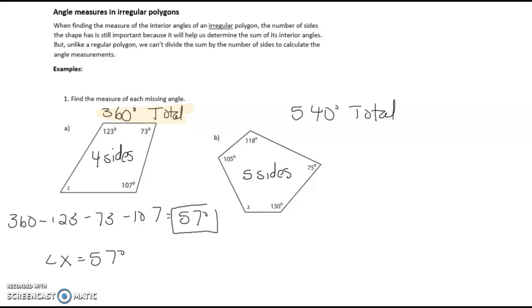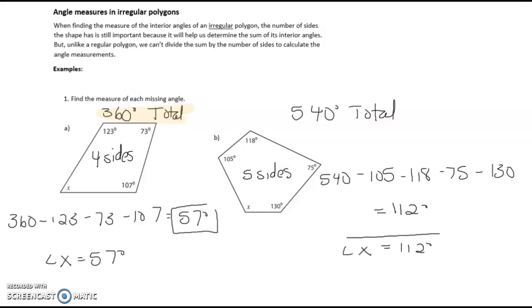So now we're going to take 540 and subtract the degrees that we know. Subtract 105, 118, 75, and 130. Let's write this down. 540 minus 105 minus 118 minus 75 minus 130 equals 112 degrees. So that means that angle X equals 112 degrees.